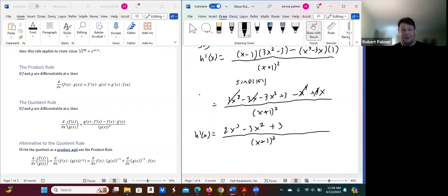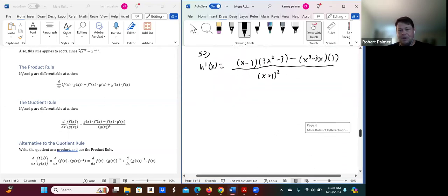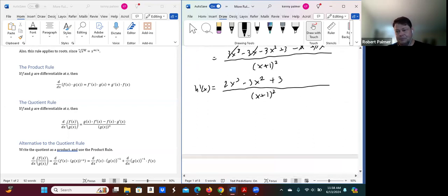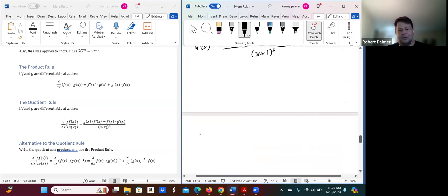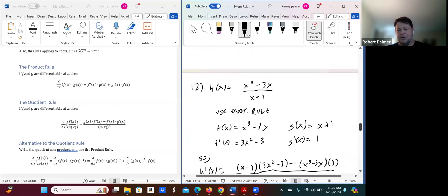It'd be a pain to do, of course, a lot more involved, but the steps, the process would be exactly the same. Now, one more thing, I'm going to show you how to do this function in a different way. And that's where we introduce what I'm calling the alternate to the quotient rule. All right, so my f of x or h of x was, make sure I remember what it was exactly, x cubed minus 3x over x plus 1.